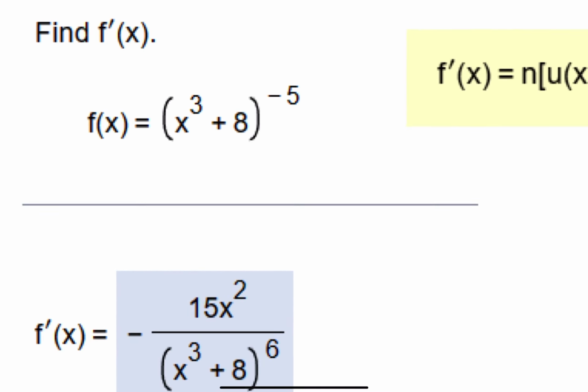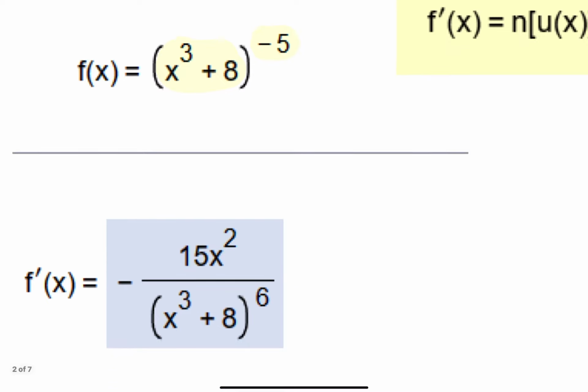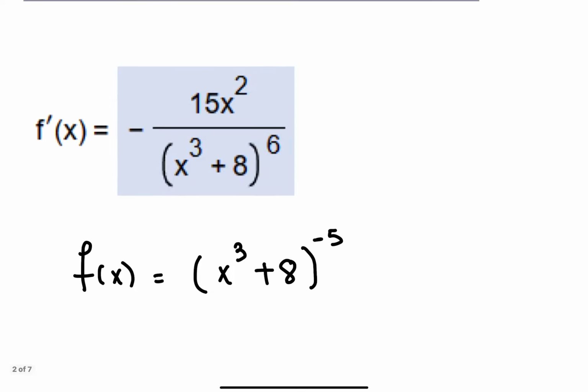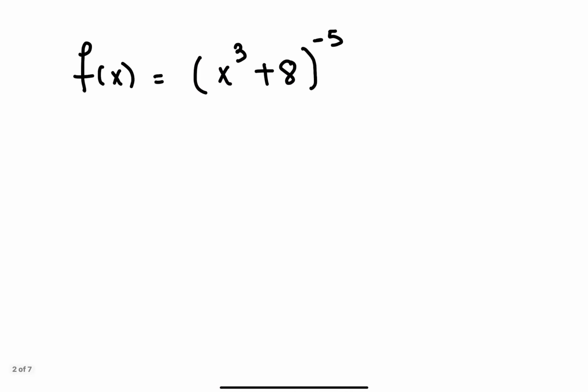So here I have a function which is x cubed plus 8, to the power negative 5, and I'm trying to differentiate this function. Okay, very good. So let me write down the function here. I have f of x, which is x cubed plus 8 to the power negative 5. Let me cross check. Yes. To the power negative 5.